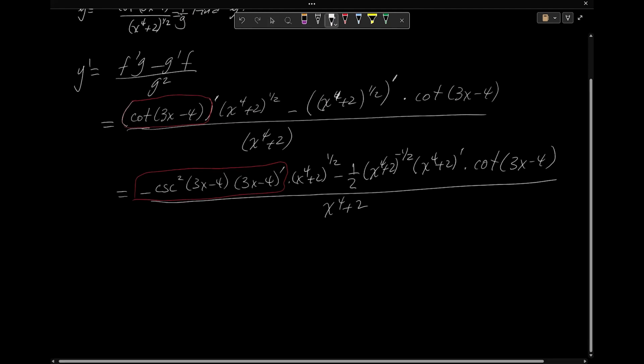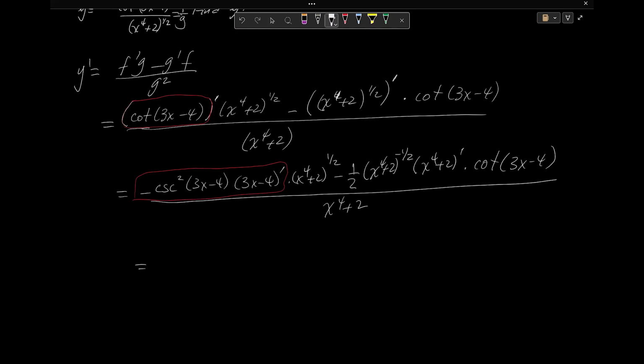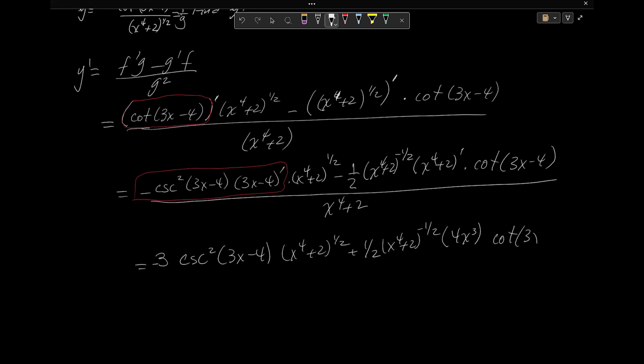So let's worry about the first derivative here. What do we have? 3x minus 4. Its derivative is 3. That's a straight line. Its slope is 3. So here's, I pull it out. Negative 3 cosecant squared. Then I have x to the 4 plus 2 to the 1/2. Plus 1/2 x to the 4 plus 2 to the negative 1/2. What's the derivative of x to the 4 plus 2? That's 4x cubed plus 0, or 4x cubed. Cotangent 3x minus 4.